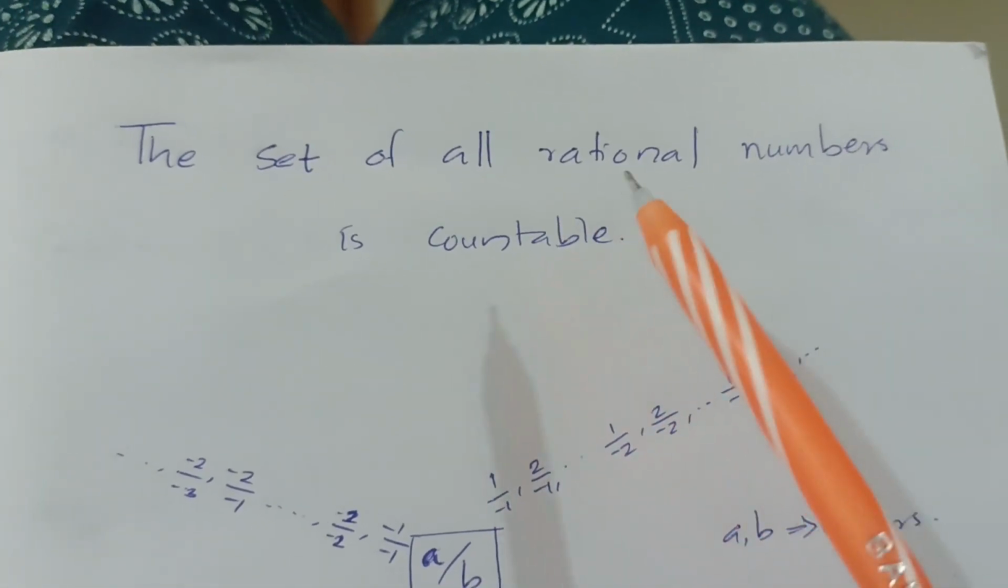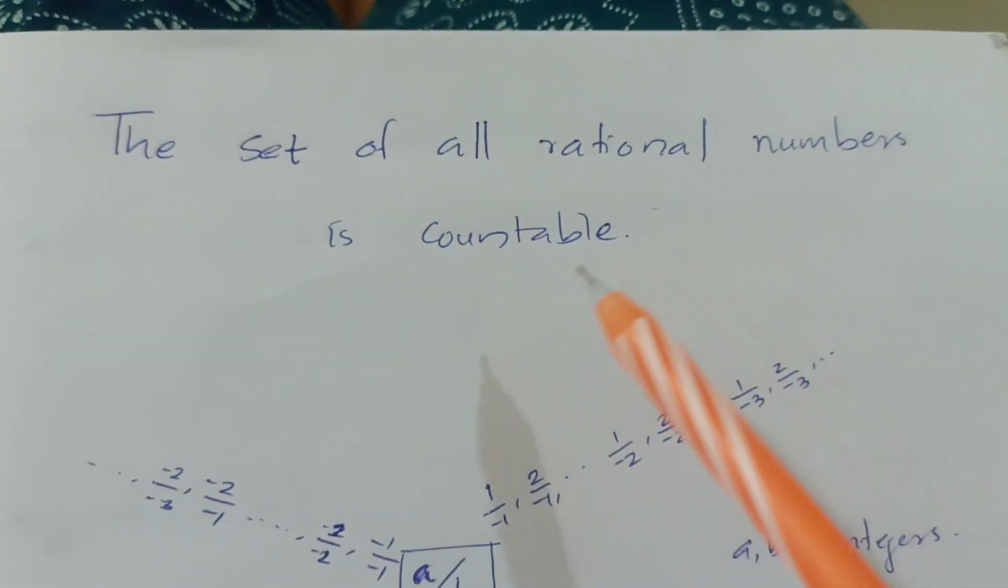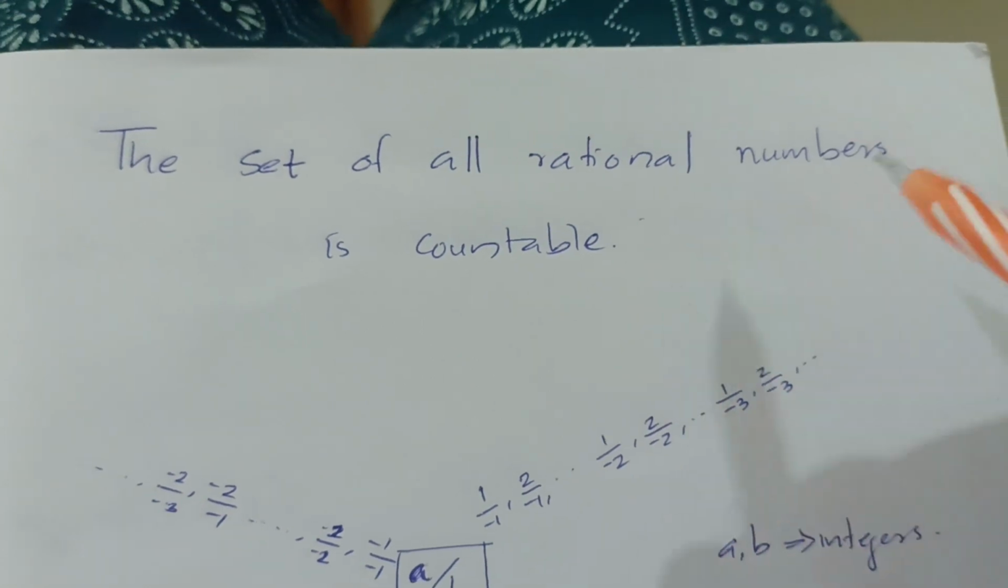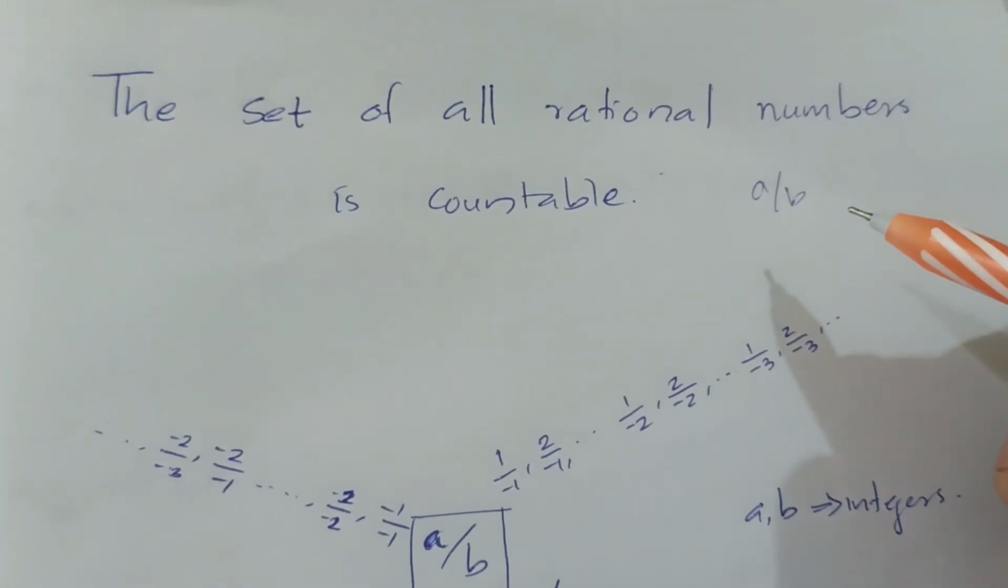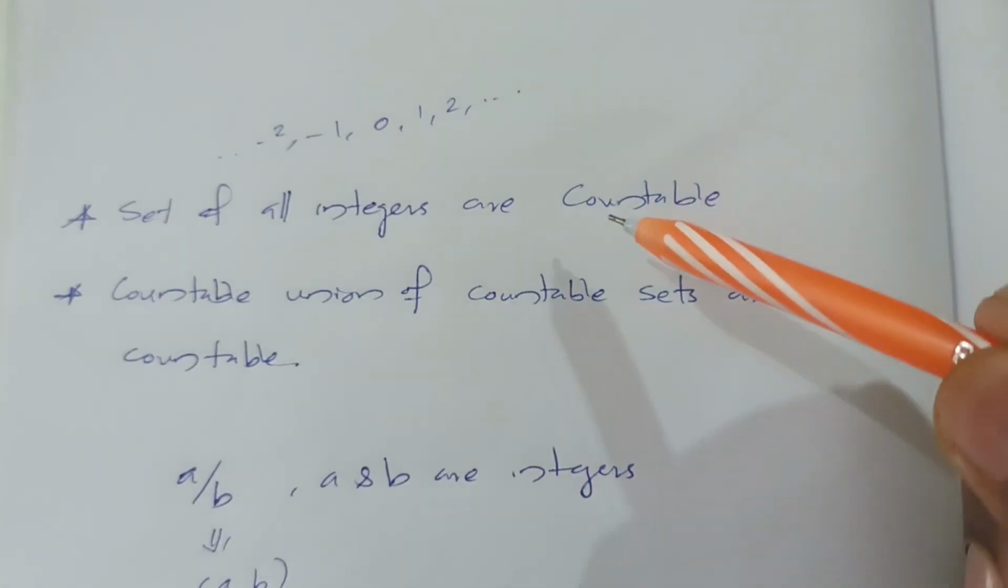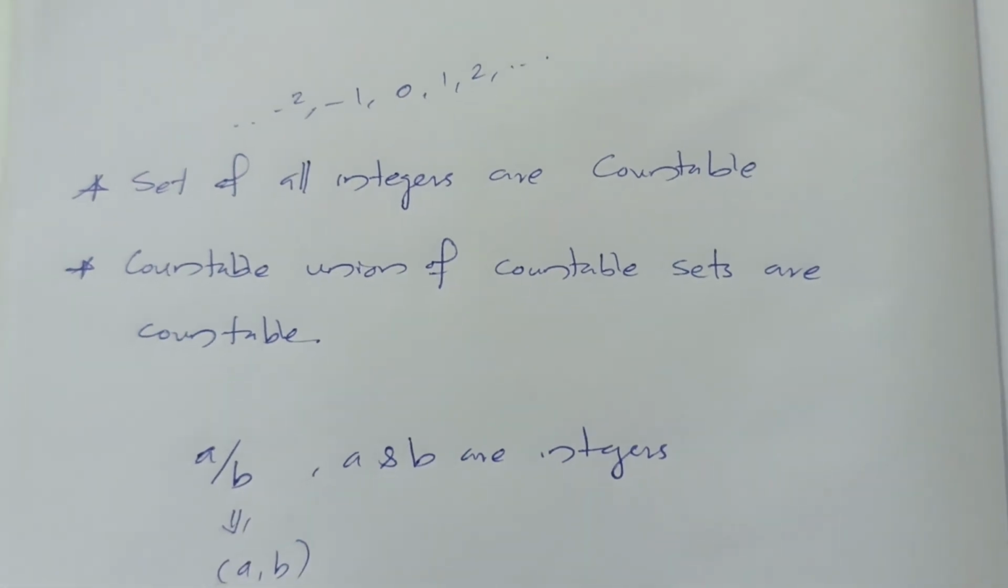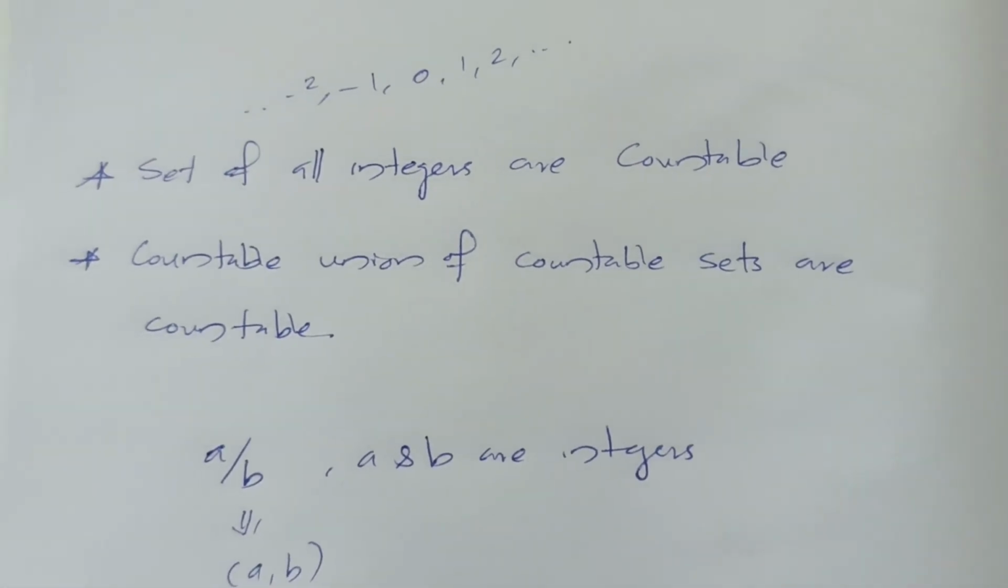We have to show that the set of all rational numbers is countable. The rational numbers are in the form a by b, where a and b are integers. If you know the basic topology, or if you know these two concepts, then the result is so simple. It has only two lines.